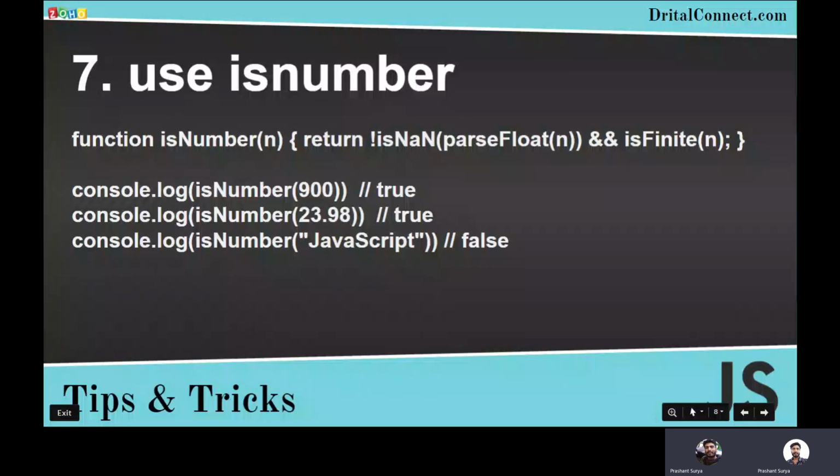Next, check each number. We are creating a function that will check whether the given input is a number or not, and it will return a boolean true or false. We use checks like isNaN, parseFloat, and isFinite. If you console log with some value, you will get true. With a float, you will get true. If you are using a string, then it will be false. So you can easily create your own method to check each number.